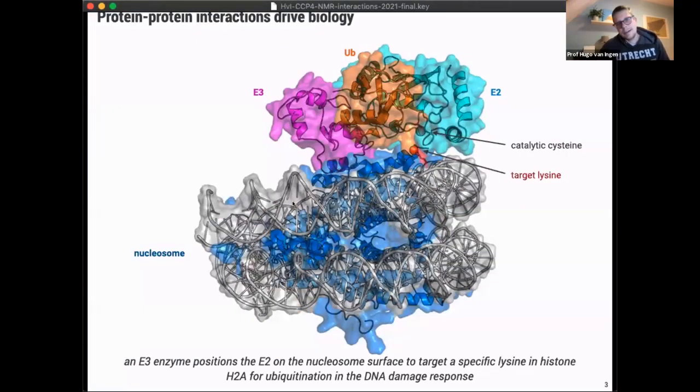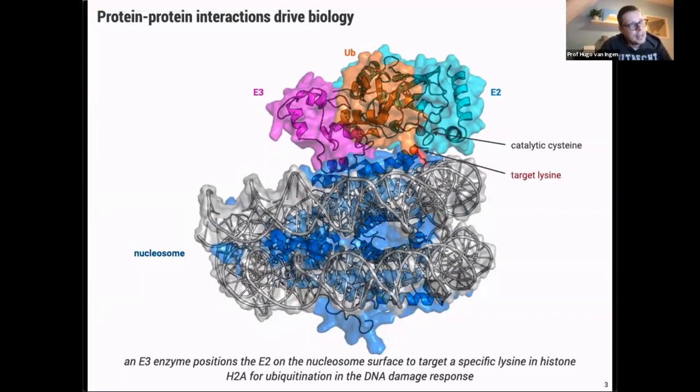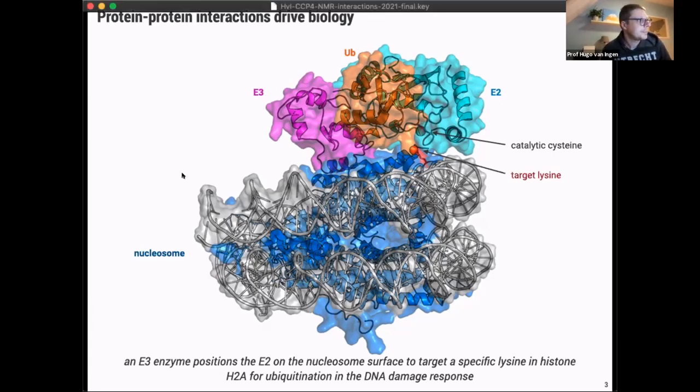So what I find fascinating and why I do this integrative structural biology is that life at the smallest level all comes down to these protein molecules that have to find each other and have to assemble into some kind of complex in order to perform a task that they can only do if they assemble correctly. Like in this case here, where you have 4 components that come together in order to ubiquitinate only one particular lysine residue in the nucleosome.